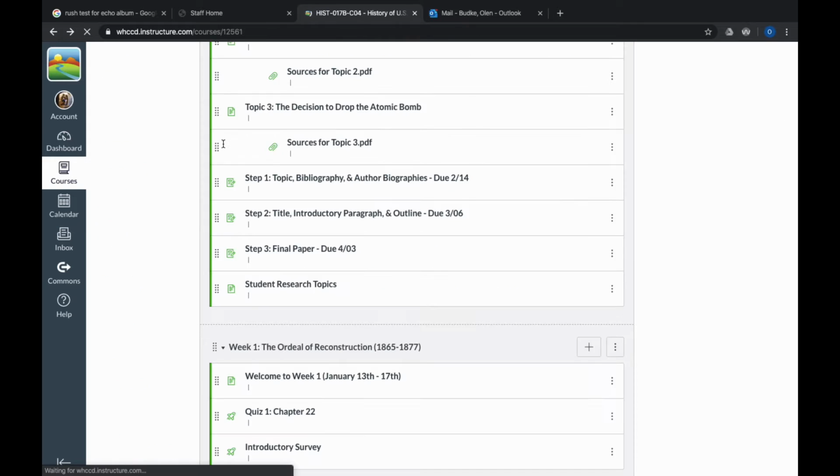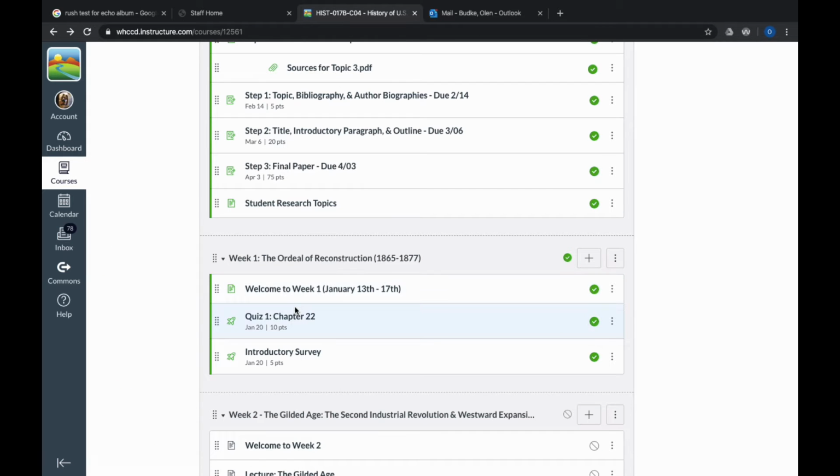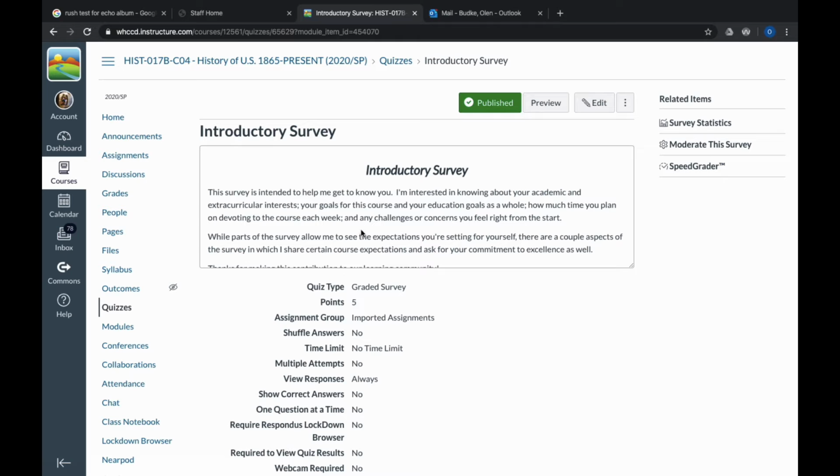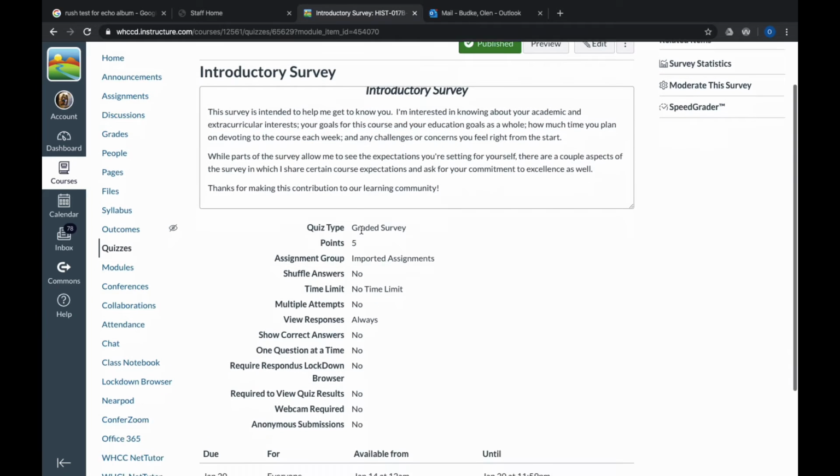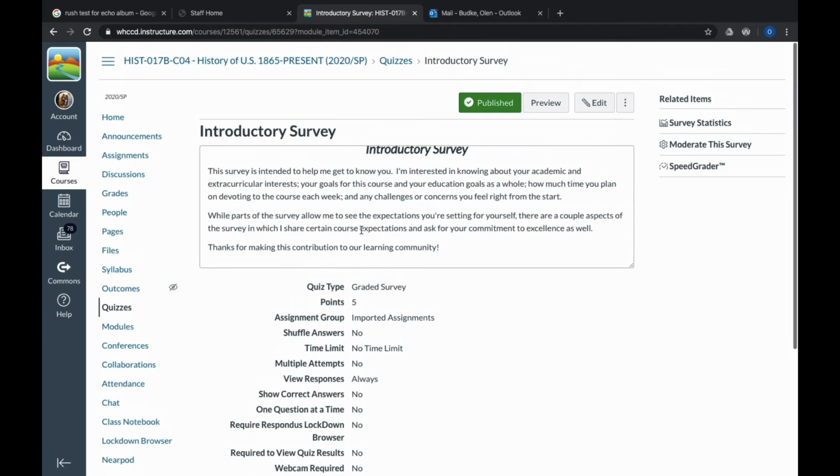All right, so we know we have the introductory survey and quiz 1 due by January 20th, and here's where you find them in that same module. Let's take a look at the introductory survey. Again, this is a no wrong answer survey. Share what you will, just be sincere in it. Automatic 5 points as long as you complete it. Let's take a look at some of the questions in here.